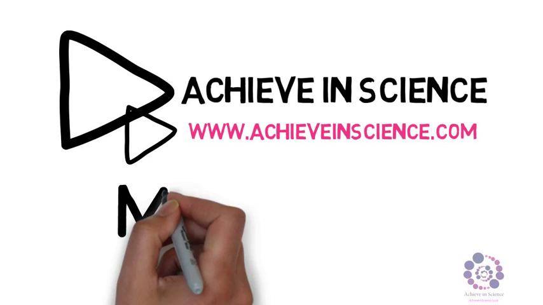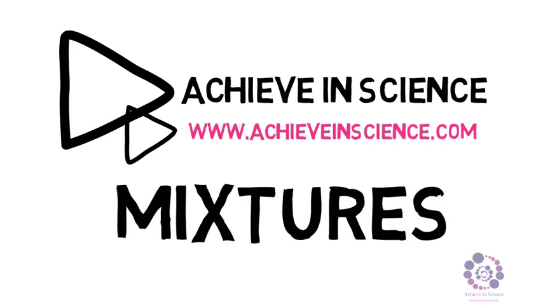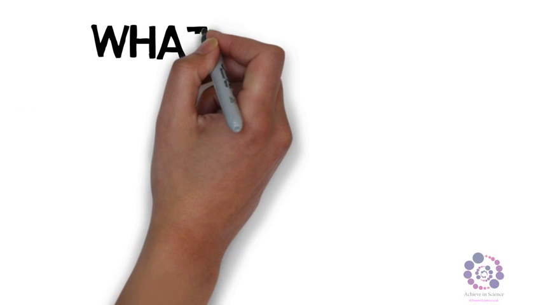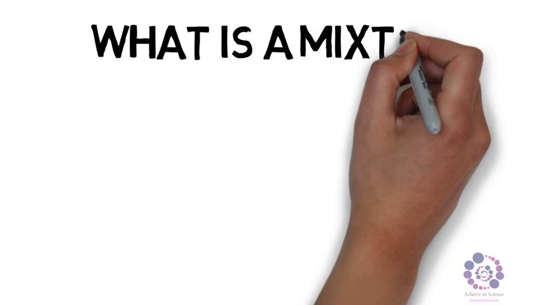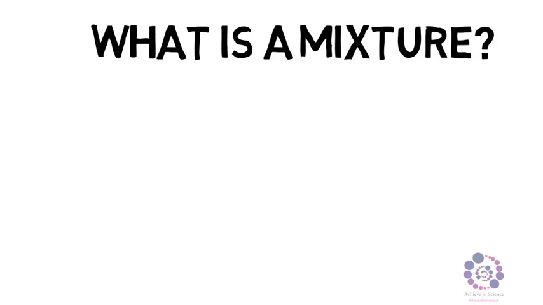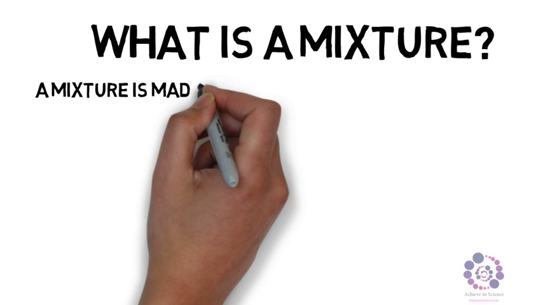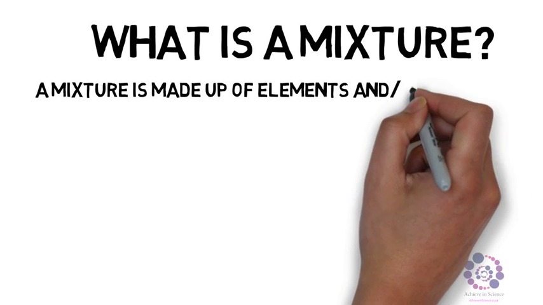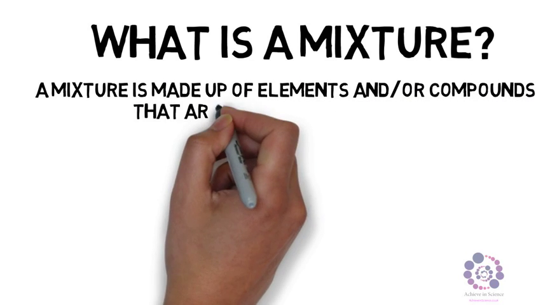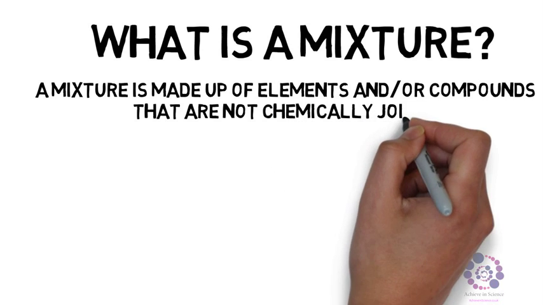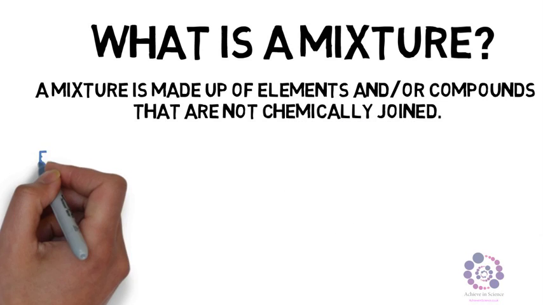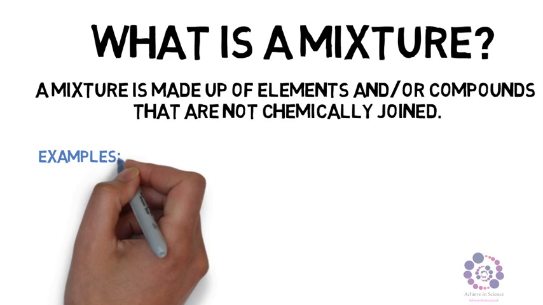This video is going to look at mixtures. So what is a mixture? Let's have a look at a definition. A mixture is made up of elements and or compounds that are not chemically joined. And that's important, they are not chemically joined. So examples include air, seawater and crude oil.